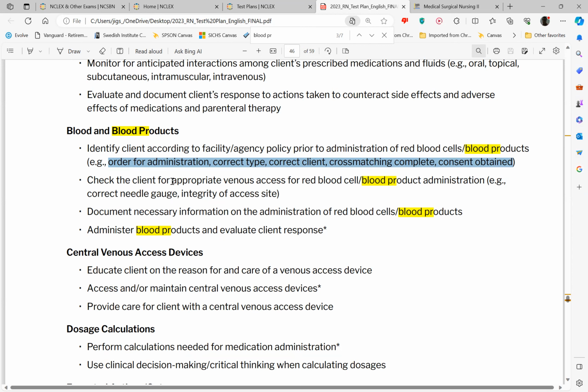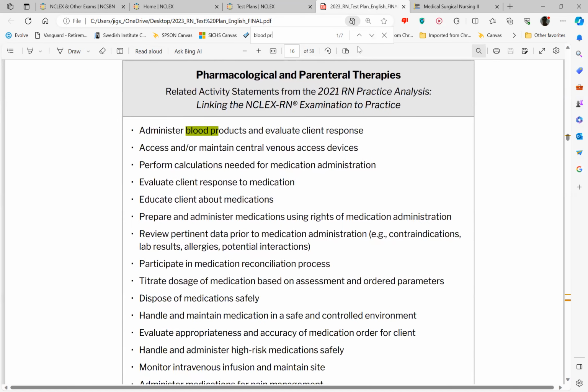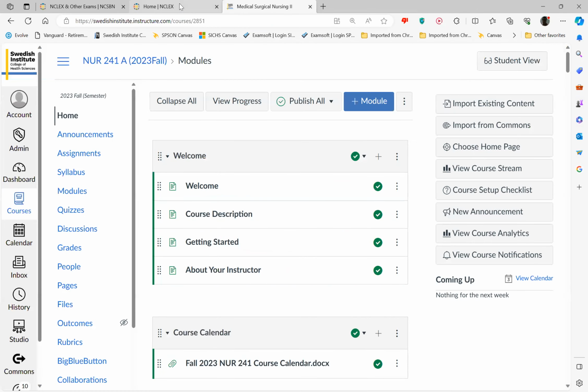And you have the appropriate venous access device, the correct size of IV catheter, and the correct blood for the correct indication, and make sure that the access site works. Then documenting, and again, administering the blood product and evaluating the client response. It's repeatedly mentioned, so we know it's on the NCLEX. All right, so we established that.